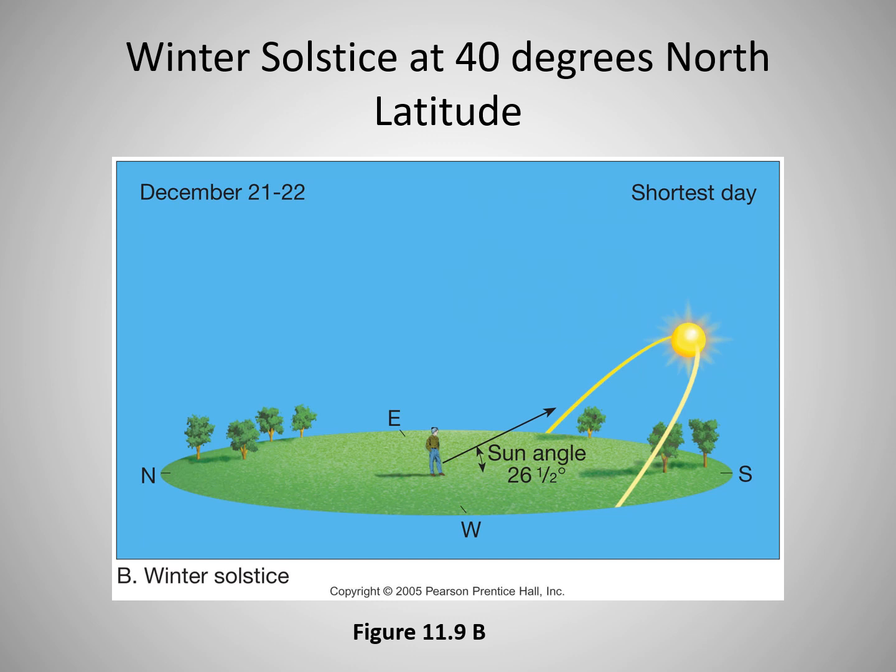Okay, so how about Pittsburgh on the first day of winter? The winter solstice, the shortest day of the year. The angle of the sun on that day is pretty low. It's only 26.5 degrees.